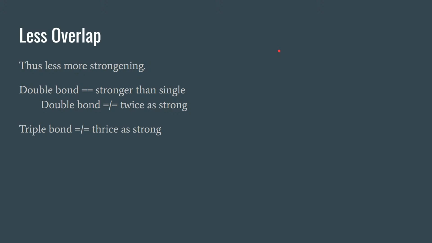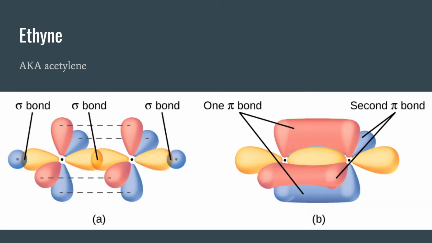So, reiterating, less overlap means the bond isn't as strong. A double bond is stronger than a single bond, but it's not twice as strong. A triple bond is not 3 times as strong because you don't get that overlap.